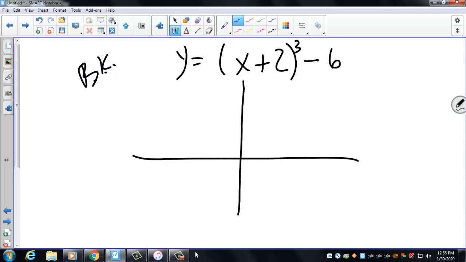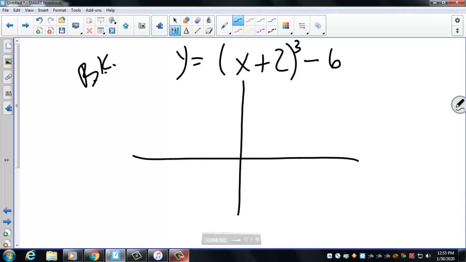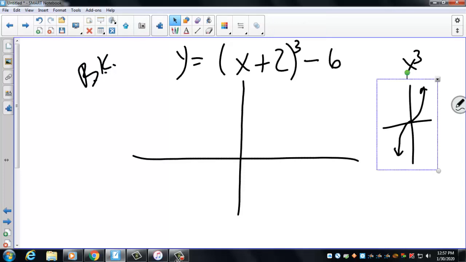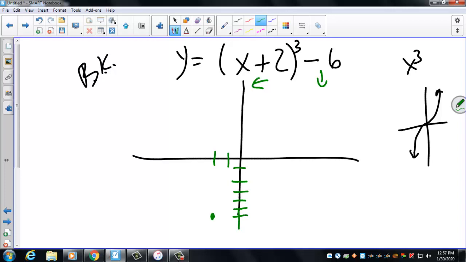Probably should have paused it while y'all worked on it. All right, which we can confirm that the x cubed graph looks like this, right? That's the x cubed graph. So now we got to take that. And which way is it going to shift? This is going to go left 2, down 6. 1, 2, 1, 2, 3, 4, 5, 6.